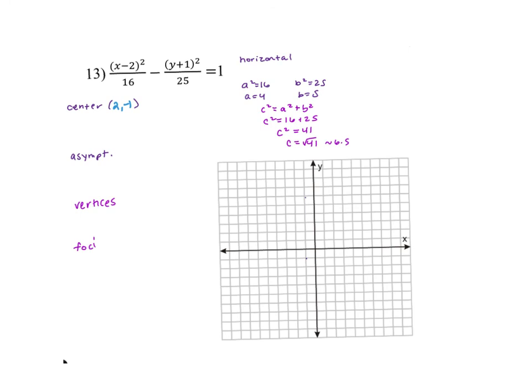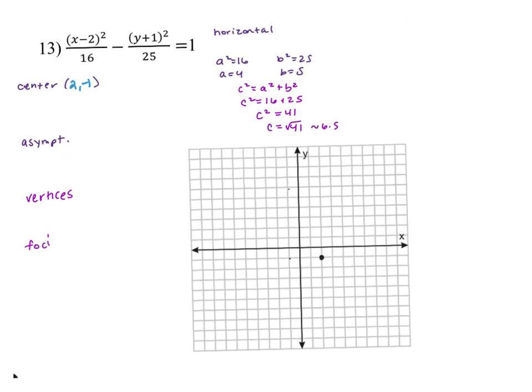Okay, so the center is (2, -1). The a squared is still 16, and the b squared is still 25. The x comes first, so that's horizontal. All that stuff is still right. And then c squared is a squared plus b squared because it's a hyperbola. So c would be the square root of 41, which when we graph it is going to be 6.5-ish.